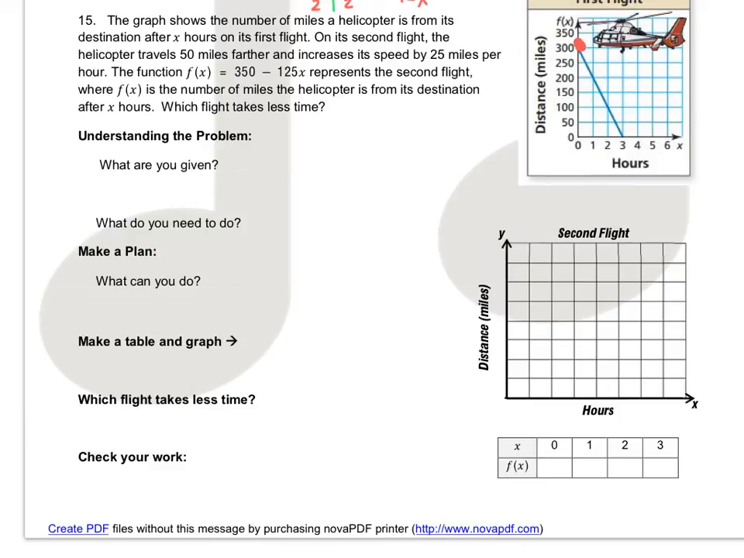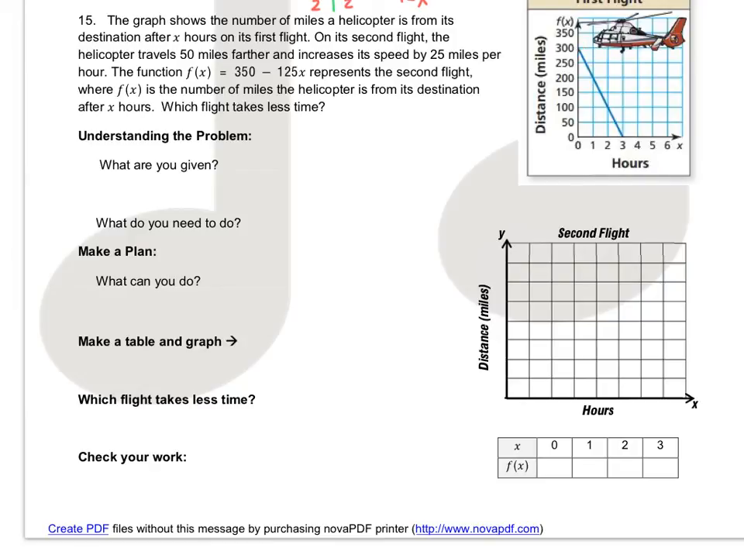So that tells us that when it starts off, it's 300 miles away. And then it tells us that at 3 hours, it's 0 miles from its destination. So that means it took us 3 hours to get there. So that's the things we've learned from our graph.